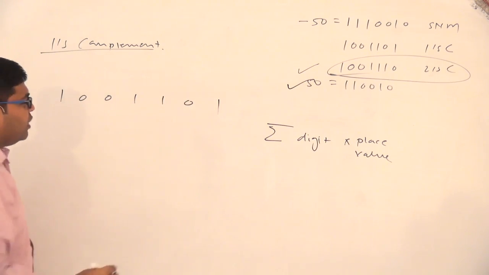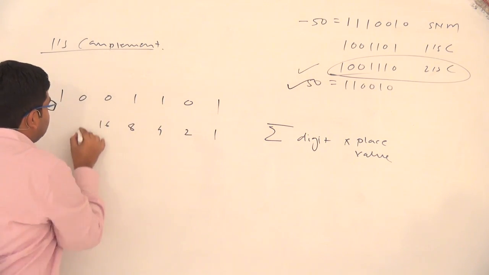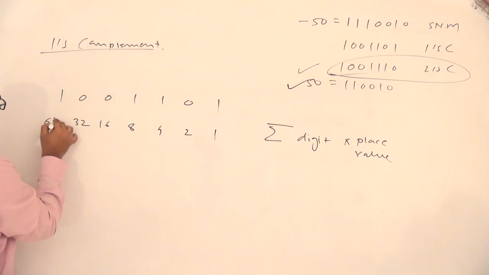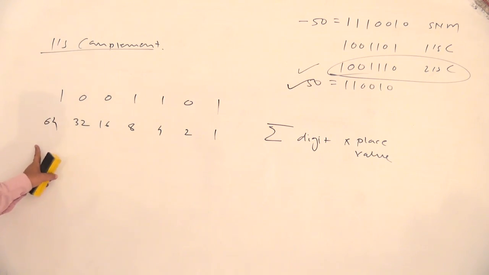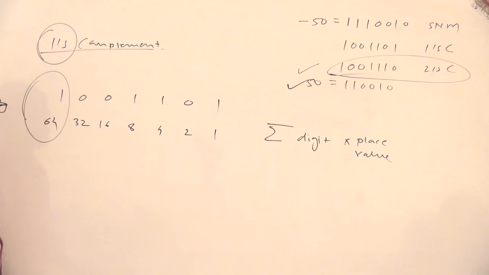Now take the place values like 1 2 4 8 16 32 and 64, as if the number is an unsigned number. Now because we know it's a 1's complement number, the last bit should be treated as the negative sign bit, it's 1, therefore instead of minus 64, which would be there in 2's complement, in 1's complement you decrease it by 1, so instead of 64 you should make it minus 63. So what we are doing, we are decrementing both the sides by 1.